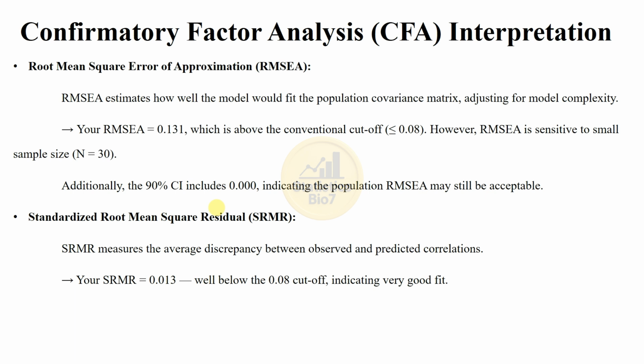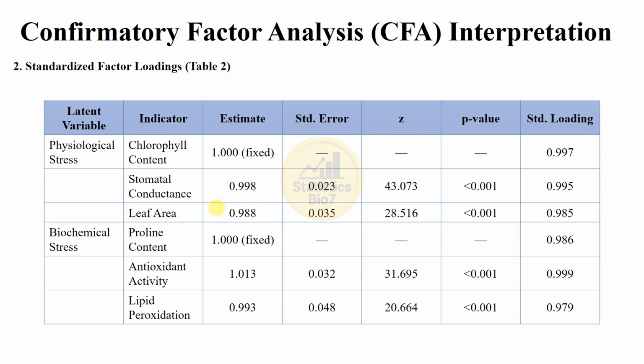The standardized root mean square residual, SRMR. The SRMR measures the average disparity between the observed and predicted correlations. Your SRMR is 0.013, well below the 0.08 cutoff, indicating very good fit.